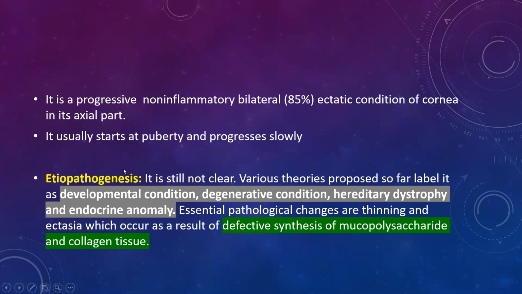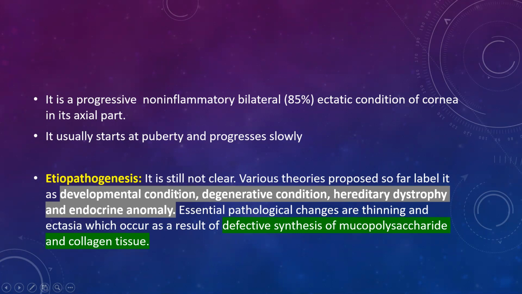If you look at the etiopathogenesis, it is not clear yet, but various theories have been proposed so far, and we can label it under developmental condition because it progresses slowly and it's a degenerative condition. And again, puberty is involved, so some genes are involved, right? So it's a hereditary dystrophy and endocrine anomaly, because hormones are involved.